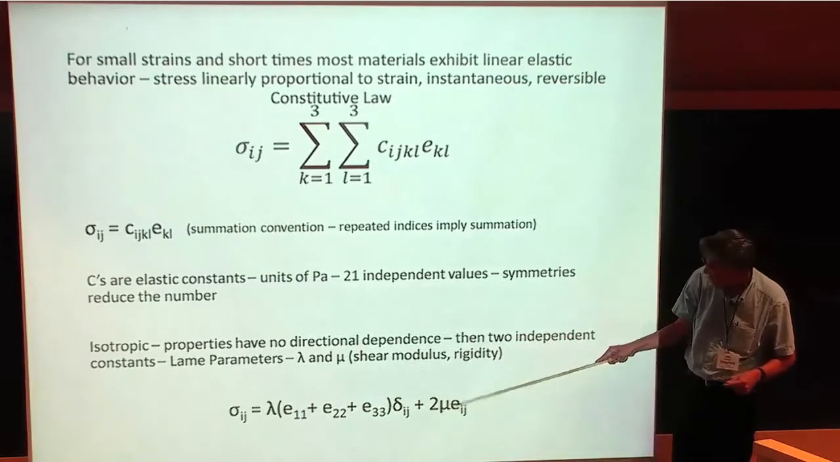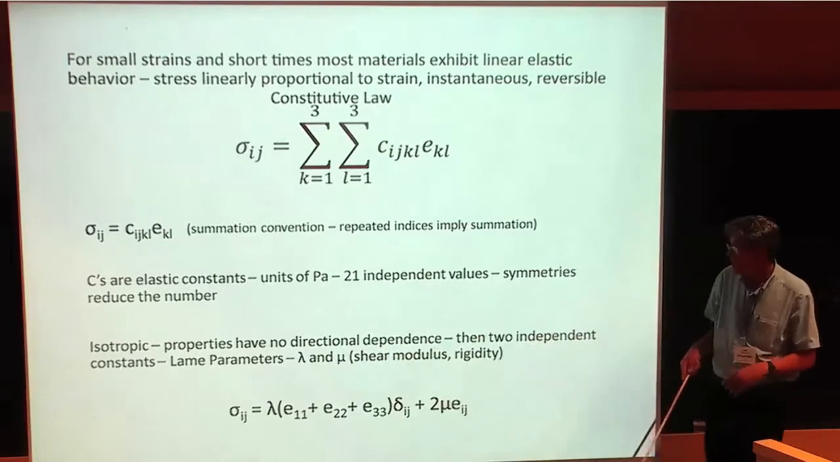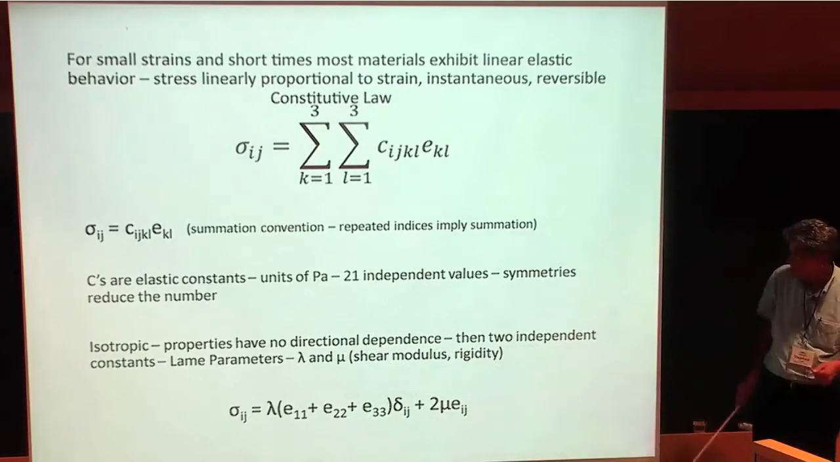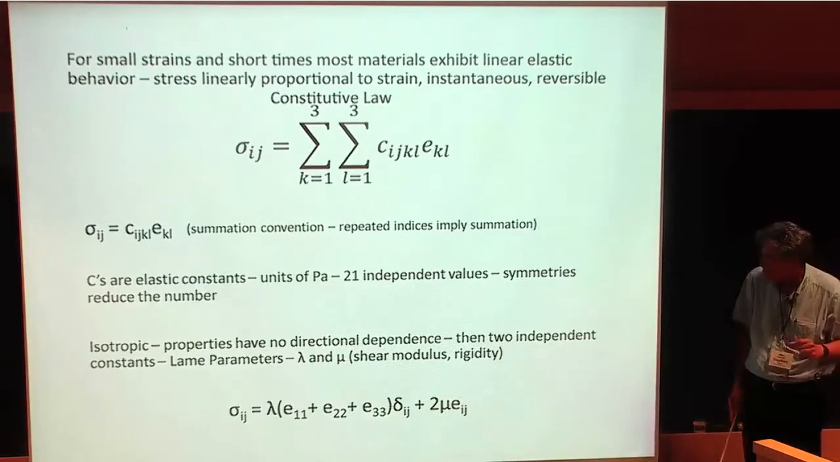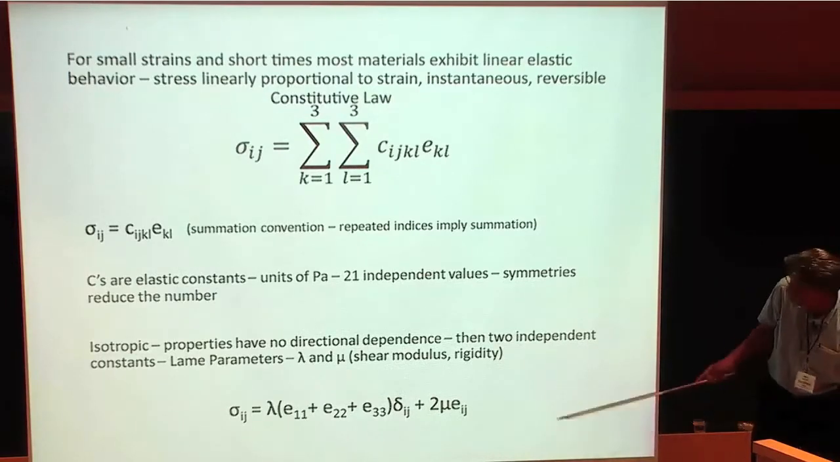The elastic constants are called Lamé parameters. The mu has its own name, the shear modulus or the rigidity. Lambda doesn't have a name because it's kind of difficult to actually measure directly in the laboratory. So 2 elastic constants, important equation here.